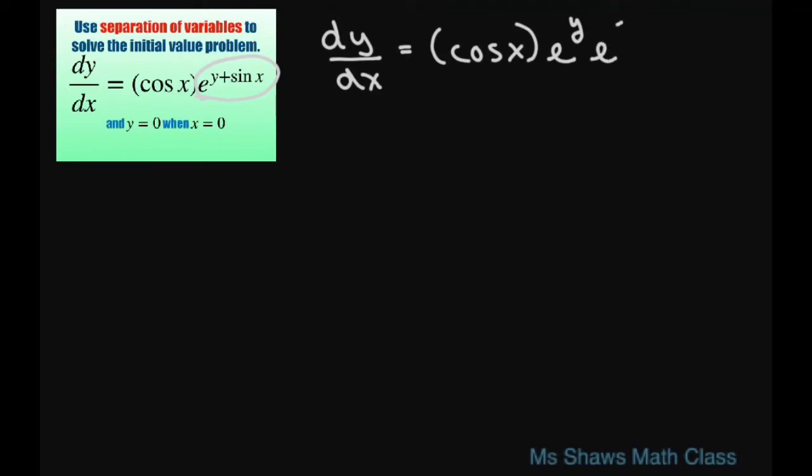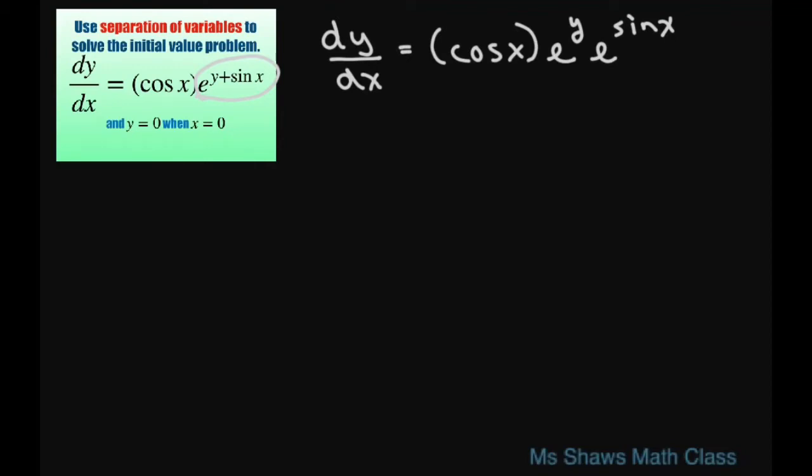What I'm going to do is first rewrite this. So I'm going to have dy/dx equals cosine of x. And I'm going to rewrite this because we're going to have to separate those. And this is going to be e to the power of y times e to the power of sine of x, just using my product rule for exponents.